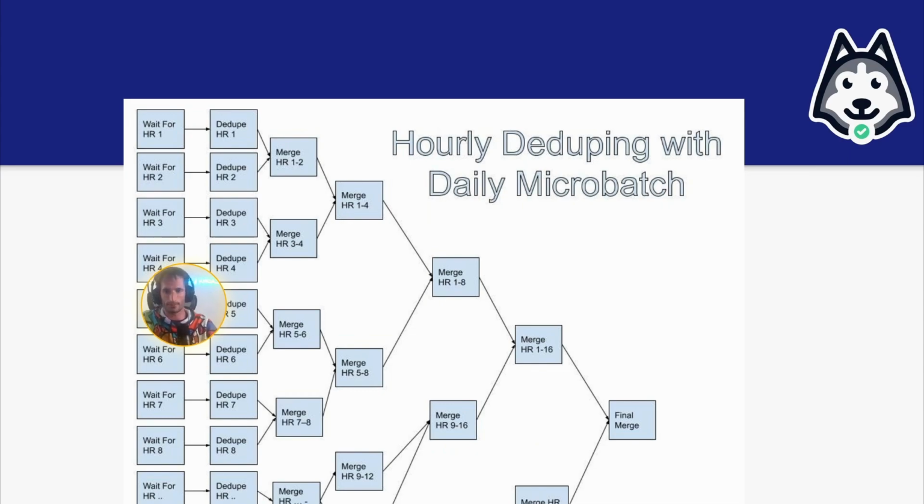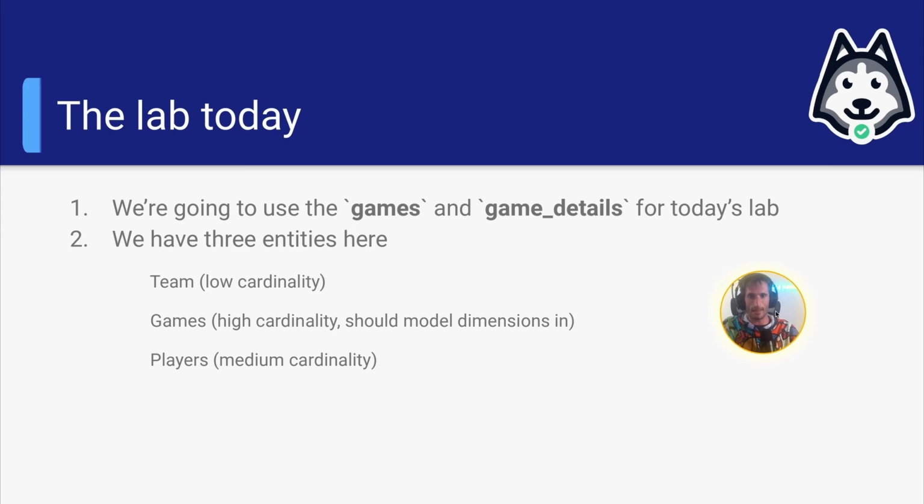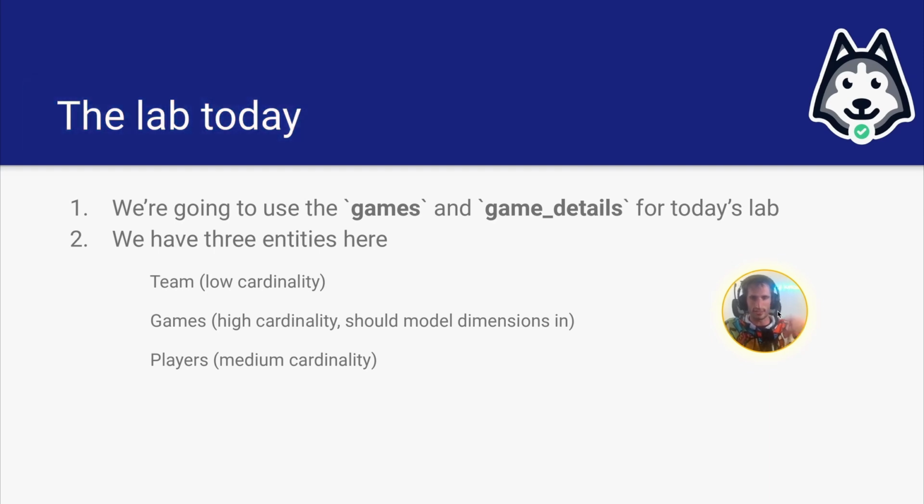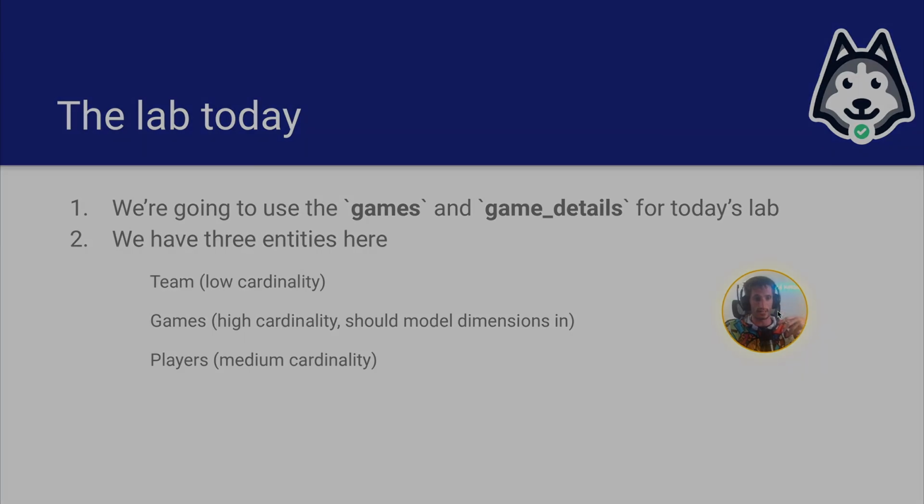So today's lab, we're going to be looking at some of our different values here. We are working with the NBA data set again, where we have games and game details. We're going to be looking at things like teams, games, and players, and building out our fact data sets that will use a lot of this data.